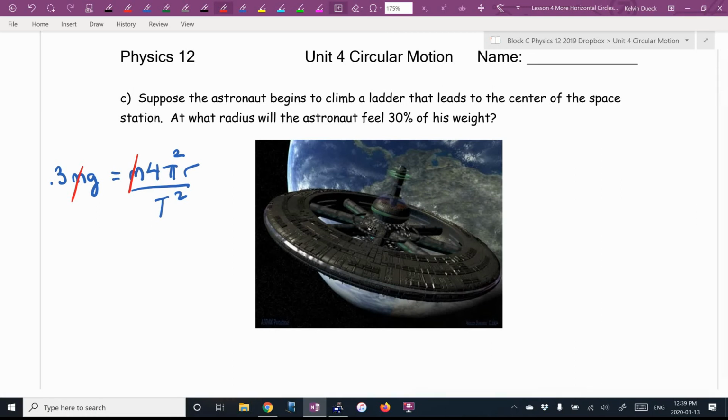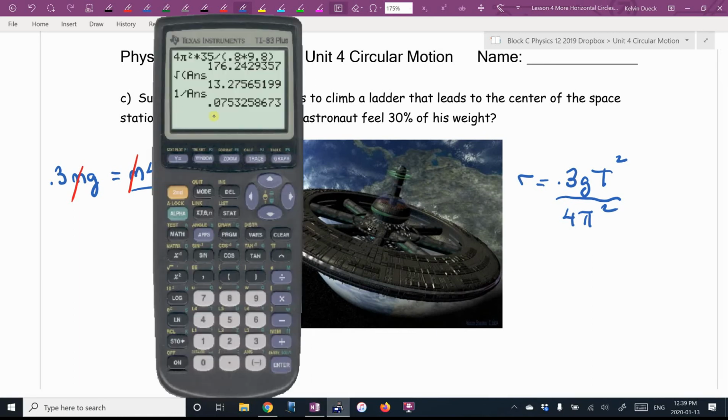What's part C asking me to find? Radius. Okay, let's get the r by itself. How would I get the r by itself? Well, divide by 4 pi squared, times by period squared. I think I'll end up with this: r equals 0.3 g period squared all over 4 pi squared, I think.